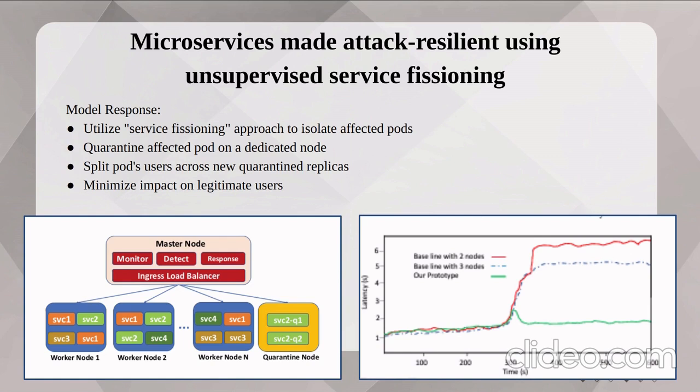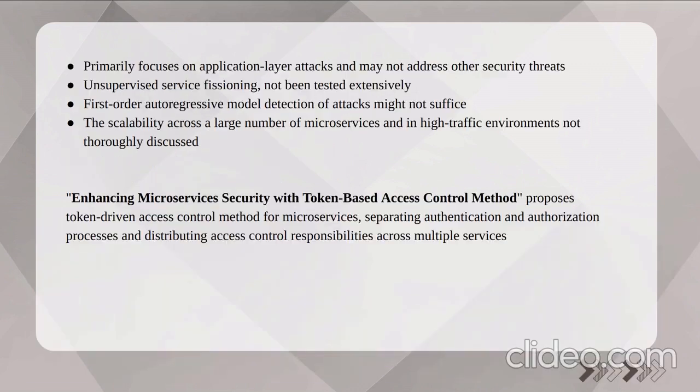The results show that the latency dropped significantly with the new model, when an autoregressive model has been used, compared to the baselines. However, despite the better performance, there are some limitations. This model primarily focuses on application layer attacks and it may not address other security threats. Unsupervised service fissioning has not been extensively tested, so we don't know whether it can be used in a real life scenario or not. The first order autoregressive model might not be able to capture the intricacies of the attack, and scalability is a very major issue. Another paper, Enhancing Microservices Security with a Token-Based Access Control Method, proposes token-driven access control methods for authorization and authentication.